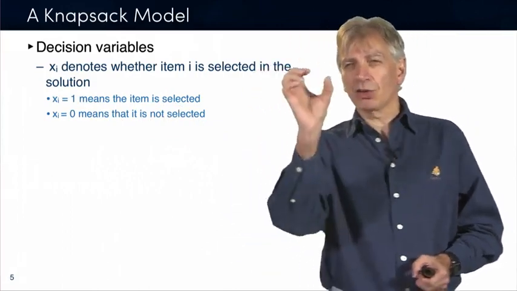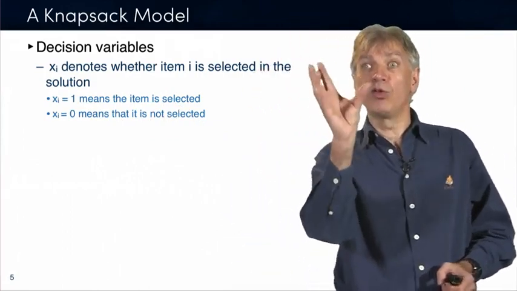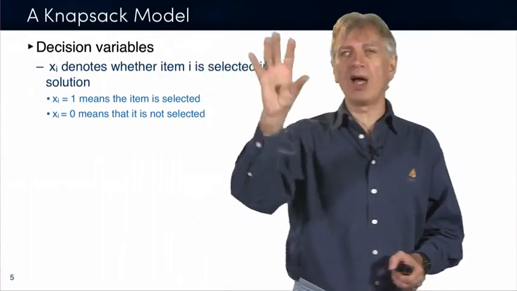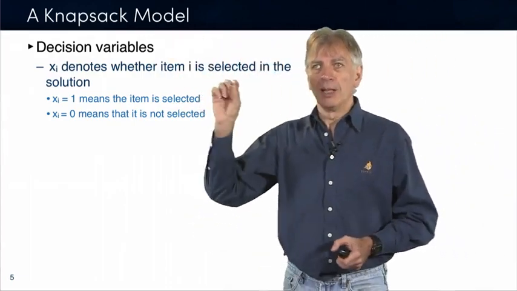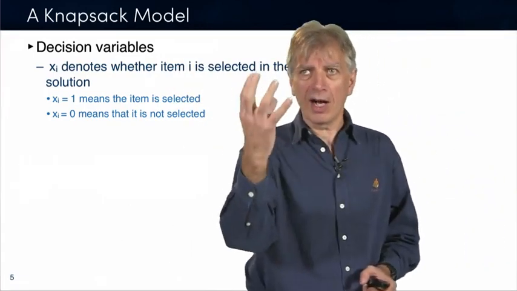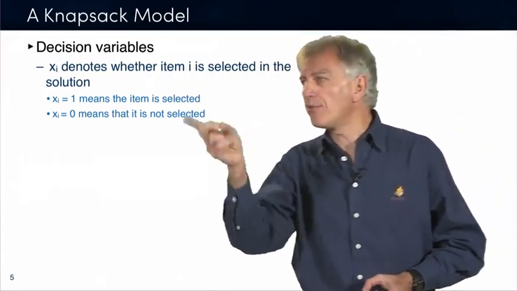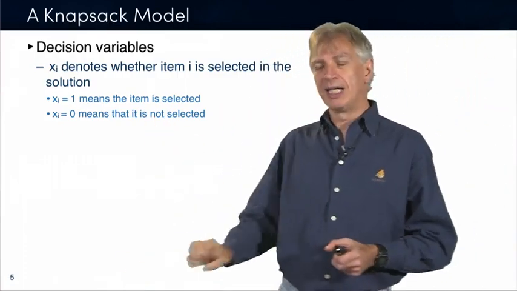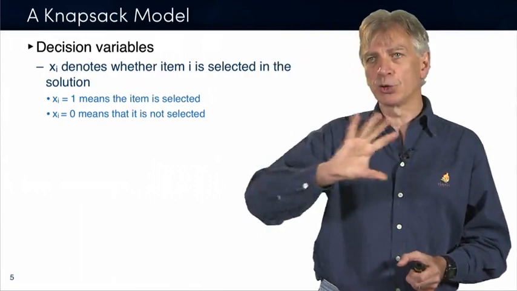So the goal of the optimization model will be to find the values of all these decision variables, whether you assign a 1 or a 0 to every one of them. That's going to be the goal. But when you see the values of these decision variables, you know what to do. Every decision variable which is a 1, you know that you want to put it in the knapsack. The ones which are 0, you don't.